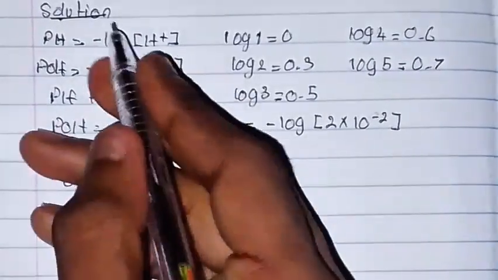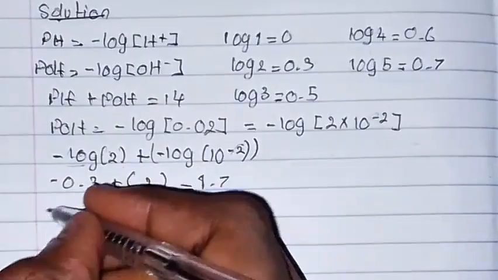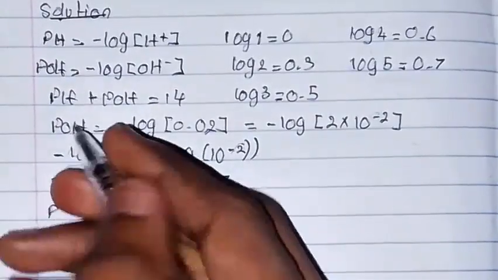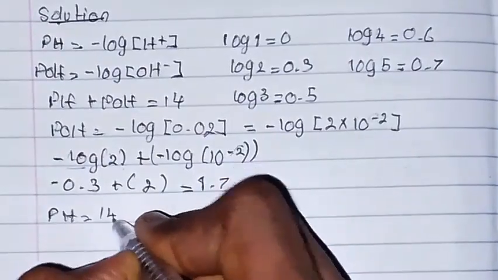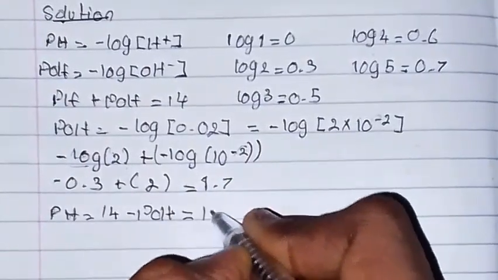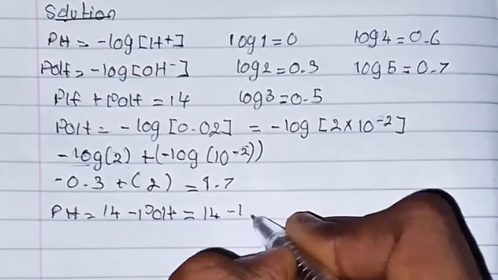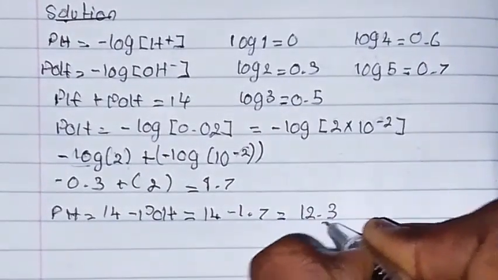You can see that's option B, but that's not our answer. The question said what is pH. Now we can say that pH will be equal to 14 minus pOH. Right, let's just substitute pOH. pH is 14 minus 1.7. If you do that, you get 12.3 as our answer, which is option A.